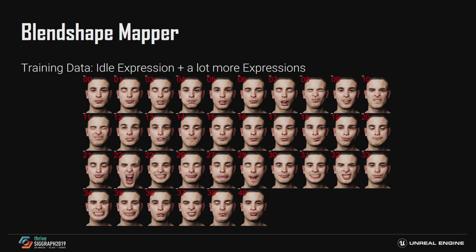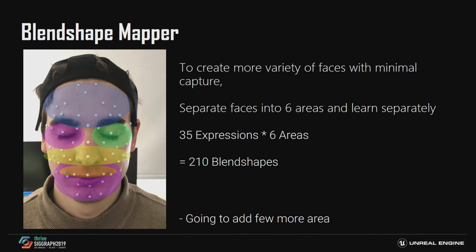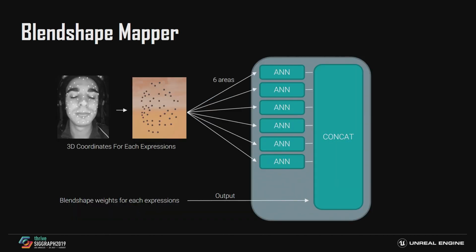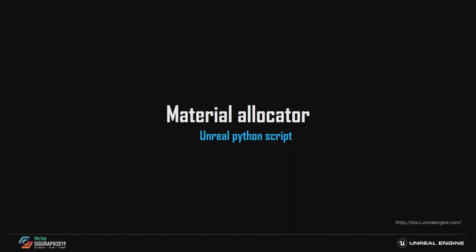For this network, we used a lot of expressions for the training data, and we also separated the facial area into 6 regions, which lowers the dimension of each network. After that, we just combine the results.